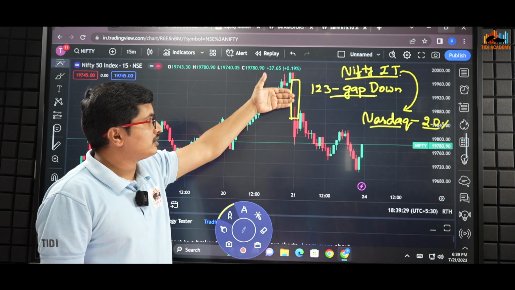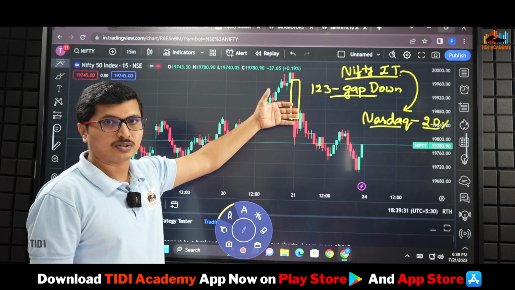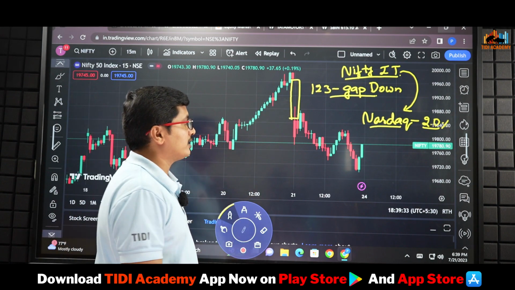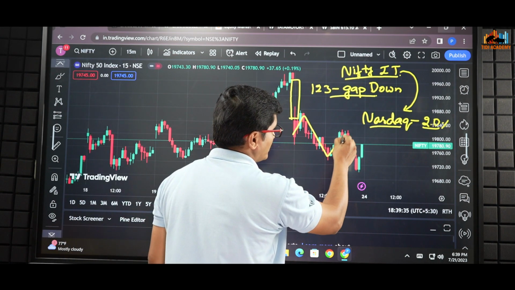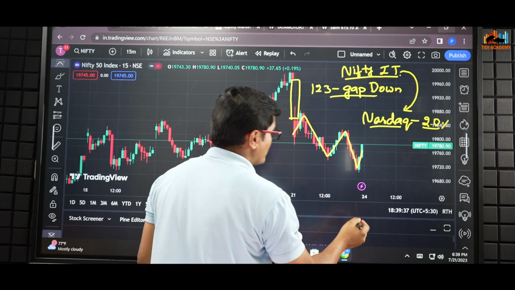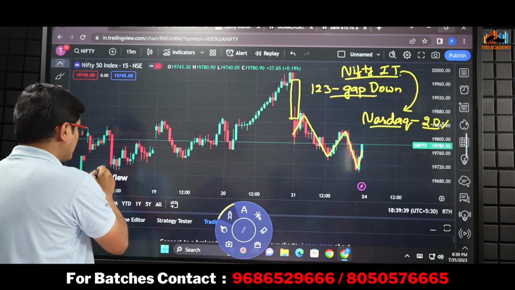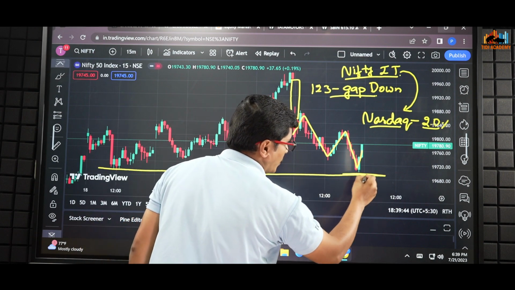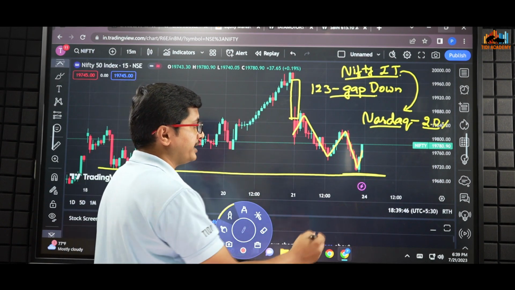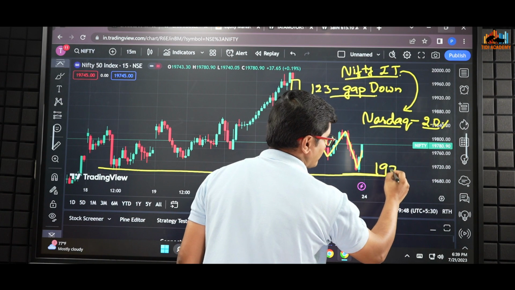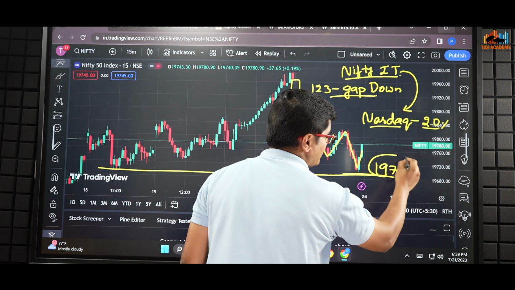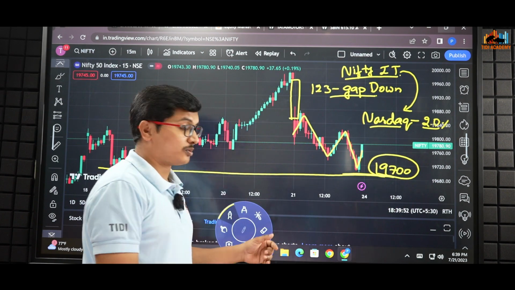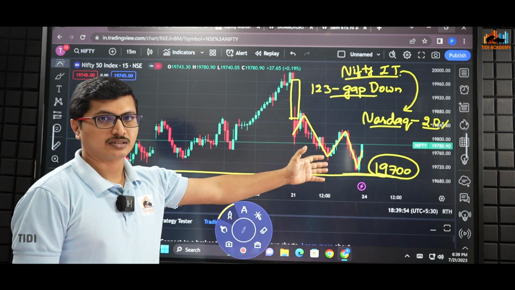Because of that, we can see 123 points of gap down, and after that we can see one complete downtrend. It took the previous 2 days low, which is around 19,700. This is a very important support level that will act for further days.